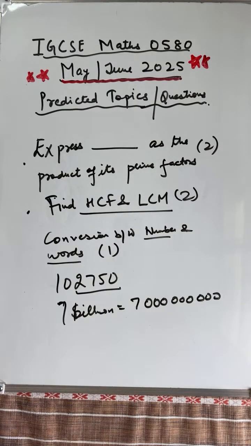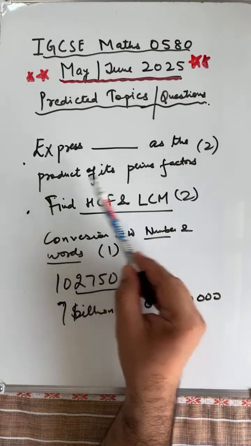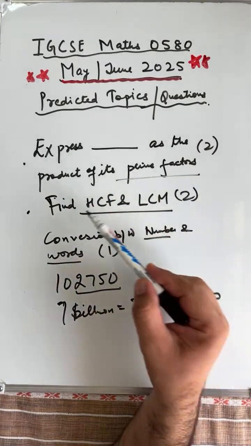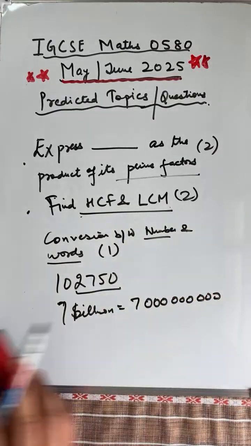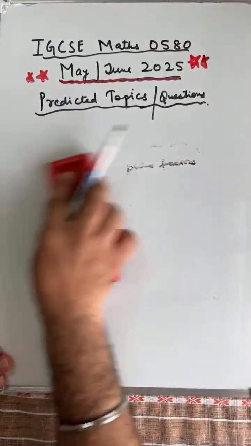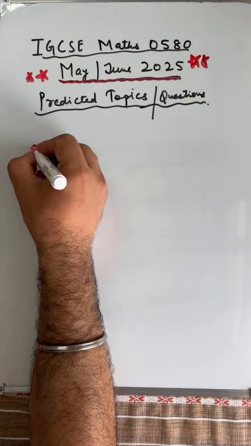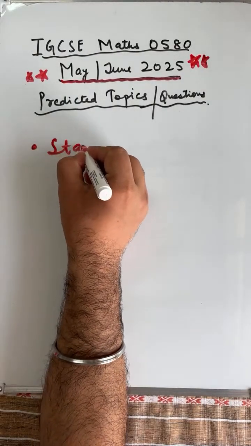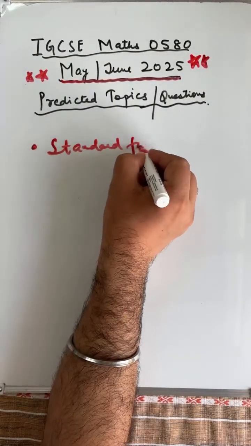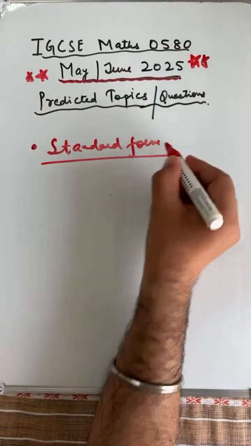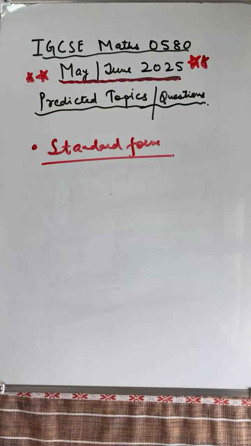Then let us move to the next. Now we have product of prime factors, HCF, LCM, and this conversion. Now, short topic, short exam. The one is standard form. You have to convert into or out of standard form.